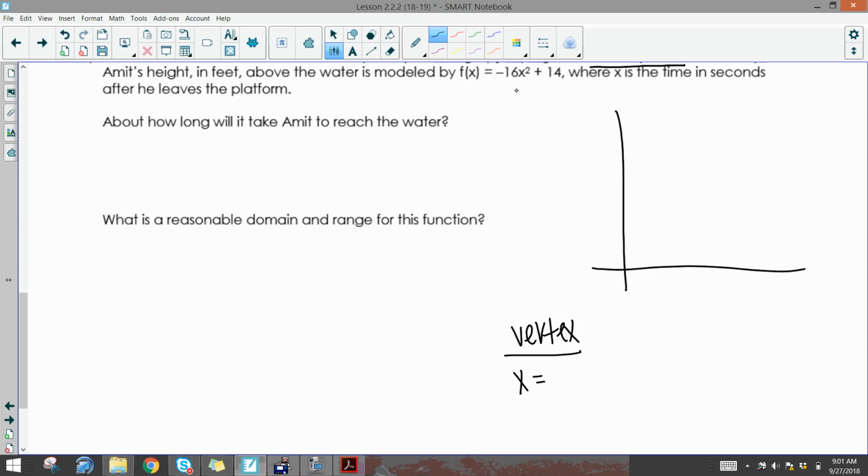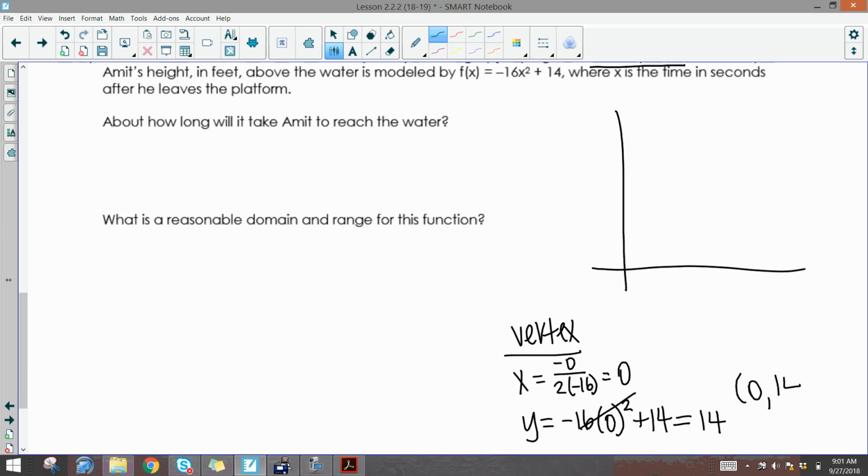You see how this is just ax squared plus c? So that'll be -0 all over 2 times -16. Well, either way, that's going to become 0. And then y equals -16 times 0 squared plus 14. So 0 squared is 0, times that whole thing cancels out, and you're at 14. So your vertex is 0, 14 up here.